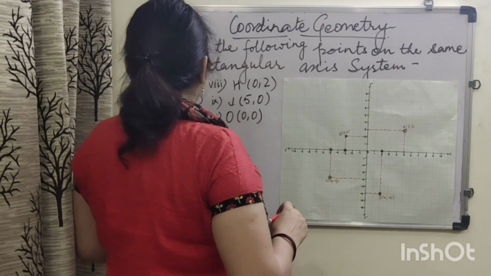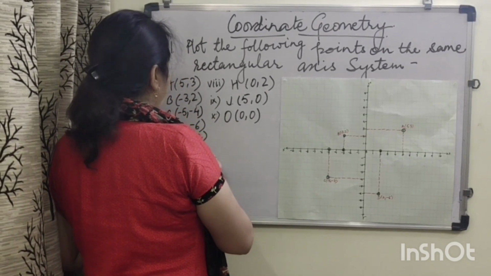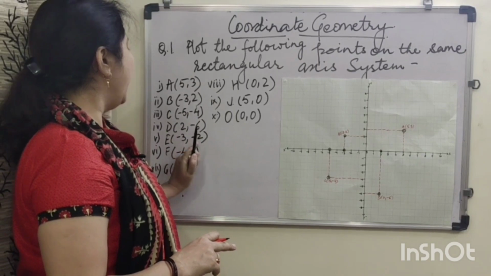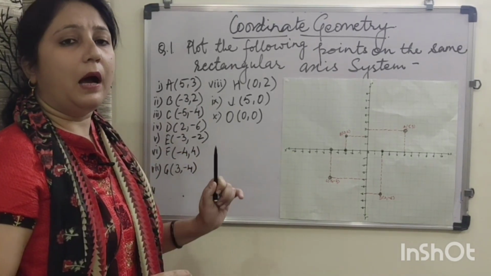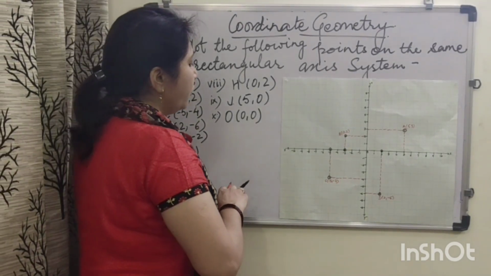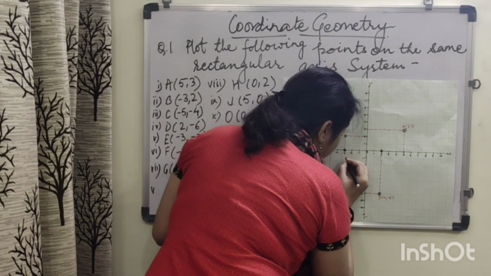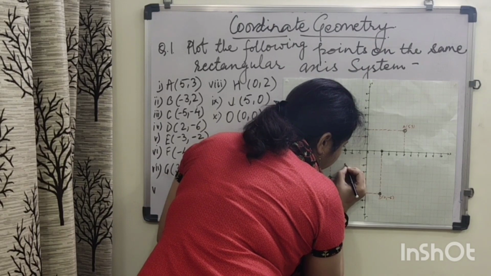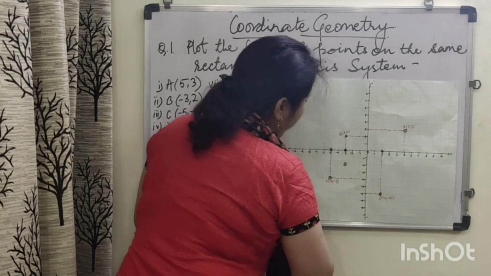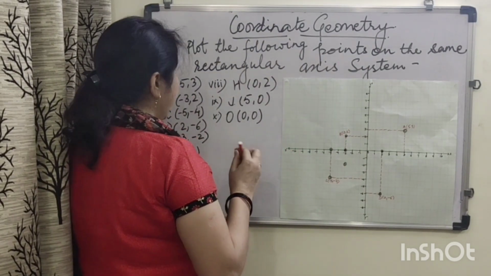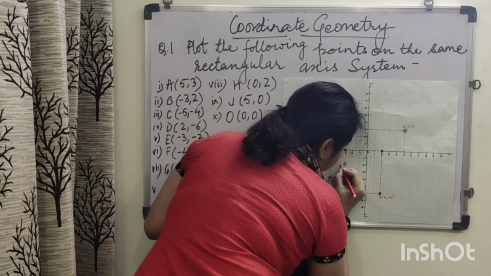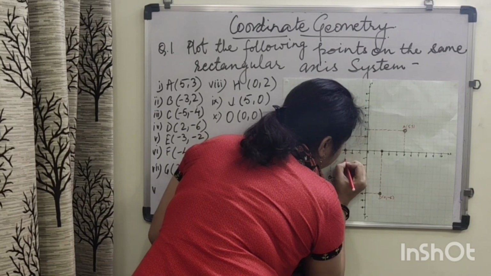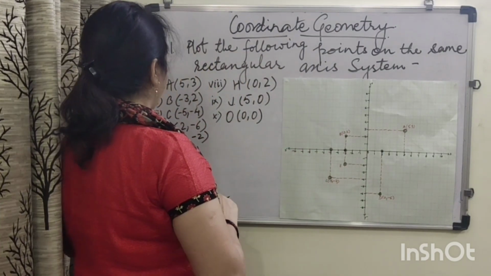Clear? Next is (-3, -2). Point E is, if you can see, (-3, -2). Again both negative. So first you go to -3. After coming to -3, you come in front of -2. Here is the point. That is your point E. Drop a perpendicular both on the y-axis as well as on the x-axis.